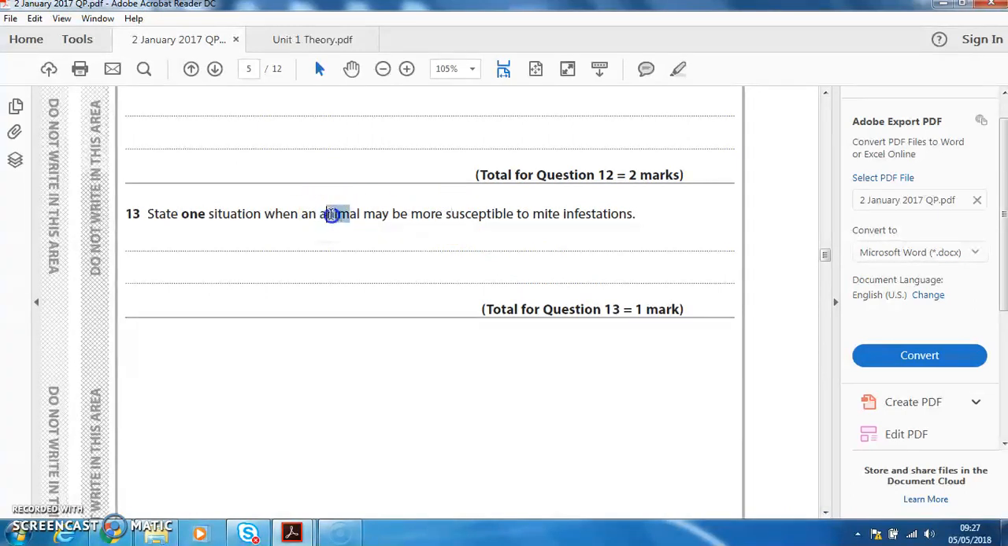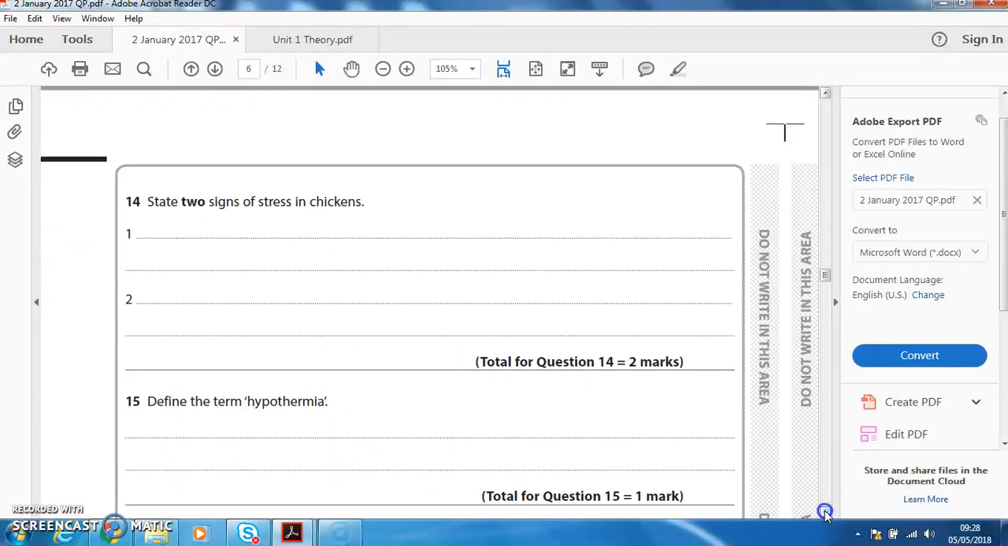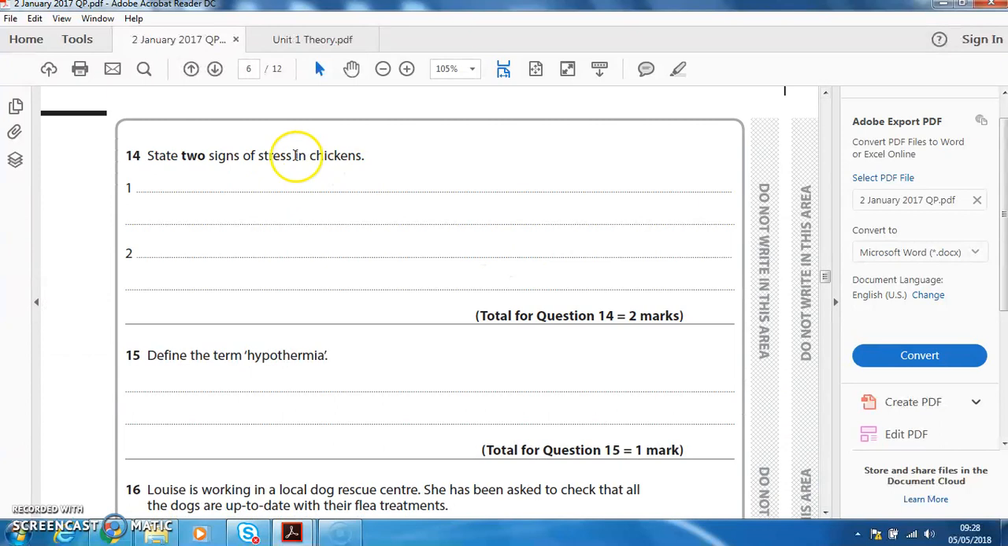One situation where an animal is more susceptible to mite infections, an example of that, mites tend to live in grass and woodland. So if you're walking your dog, say for example, in grass or woody areas, then they tend to get mites when they've been walked in wooded or grassy areas.